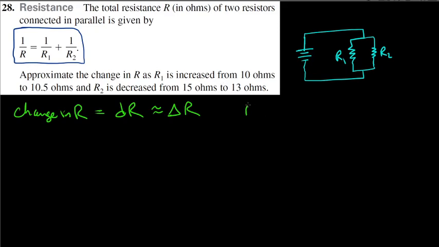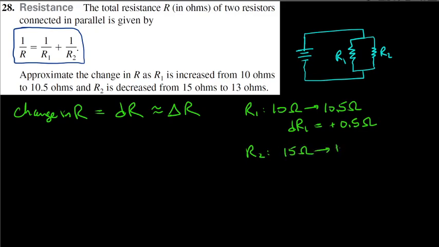As R1 increases from 10 ohms to 10.5 ohms, your dR1 is an increase of 0.5 ohms. So these are not relative or percent errors. These are actual errors here. And R2 is decreased from 15 ohms down to 13 ohms. So that's a change in R2 that's negative, I was going to say 0.2, but it's negative 2 ohms.